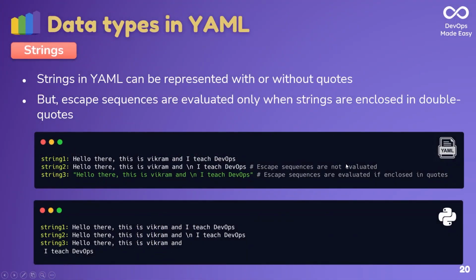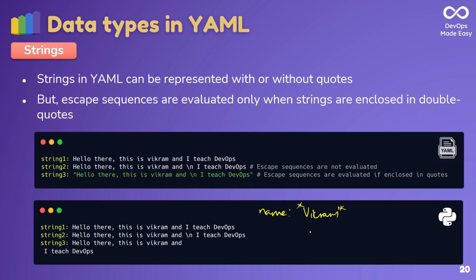The next data type is string. Strings in YAML can be represented without quotes. It is entirely up to us. We had seen that if the name has a key, we are putting the value simply, without any quotes. Either you can put double quotes or you can ignore them. YAML will take them as strings. But escape characters are evaluated only when strings are enclosed in double quotes.